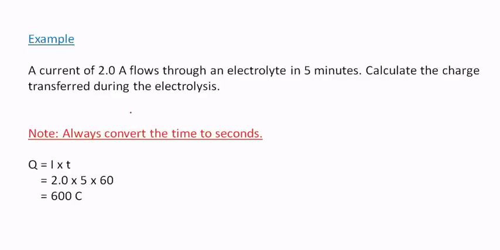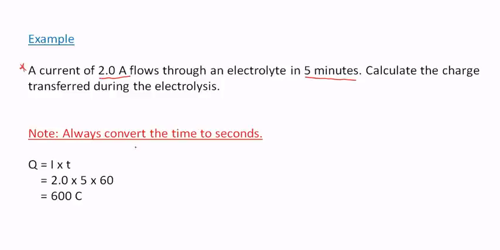Now let's look at an example. A current of 2 amps flows through an electrolyte for 5 minutes. Calculate the charge transferred during electrolysis. Now, whenever they give you time in minutes or hours, we need to convert this time into seconds. So you need to remember that there are 60 seconds in 1 minute.